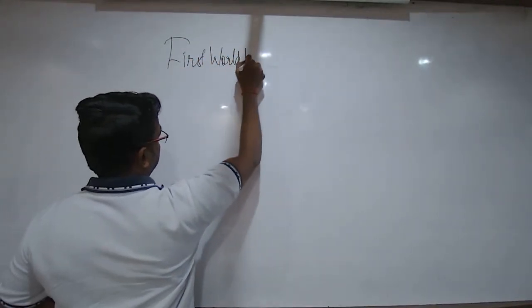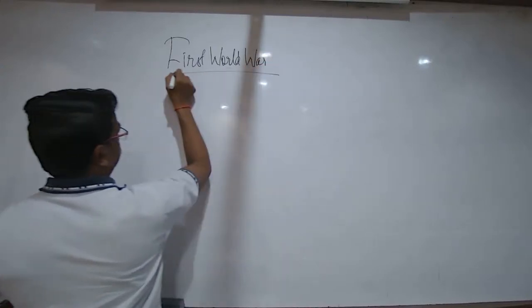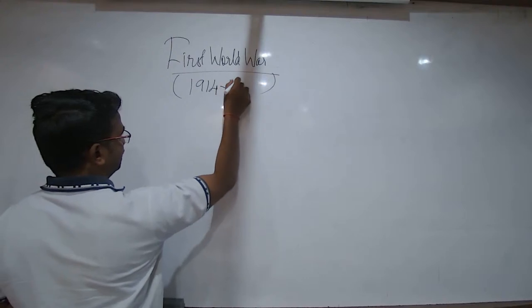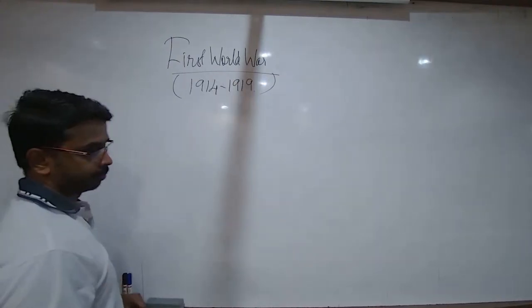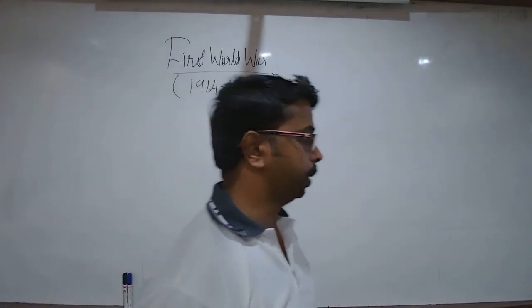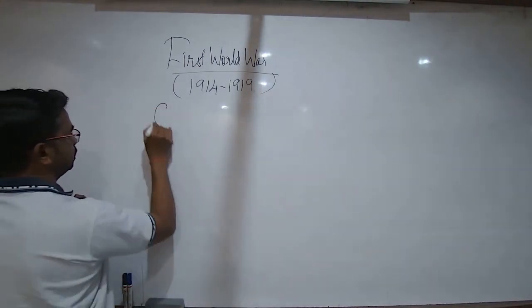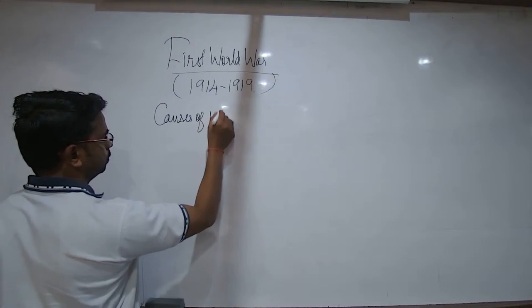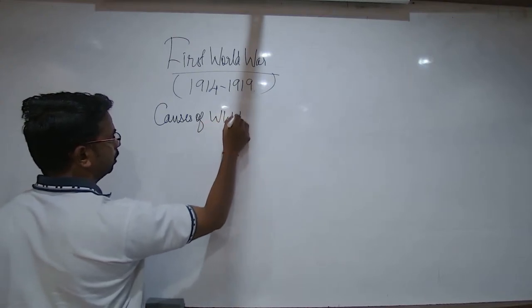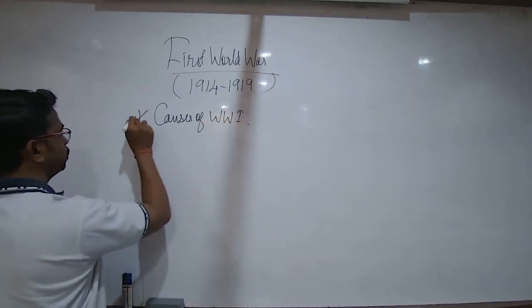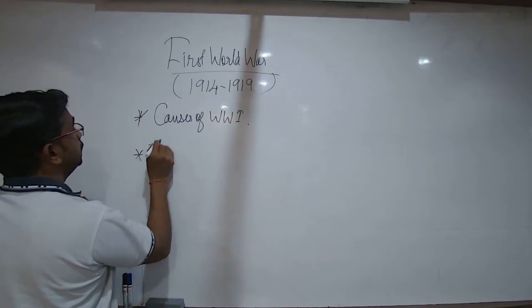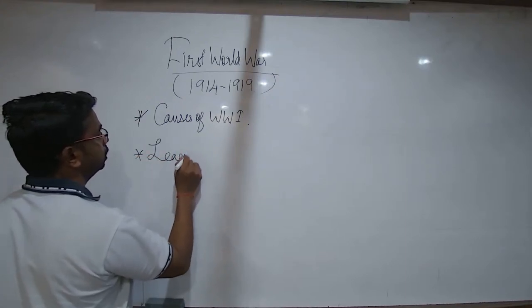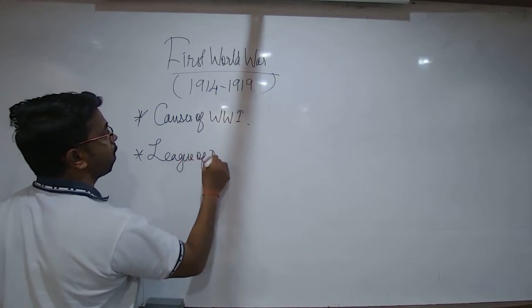Could you tell me the years? 1914 to 1990. Now, I think as per your syllabus, you will have only the causes of the World War I. And then we will be studying the International Peacekeeping Organization, which was formed in the name of League of Nations. Have you heard this? League of Nations.